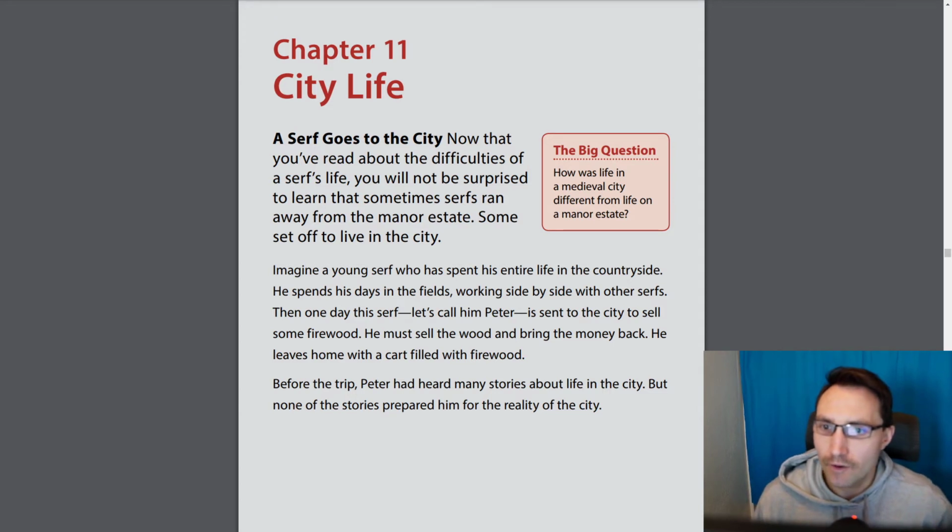All right. A serf goes to the city. Now that you've read about the difficulties of a serf's life, you will not be surprised to learn that sometimes serfs ran away from the manor. Some set off to live in the city. Imagine a young serf who has spent his entire life in the countryside. He spends his days in the fields working side by side with other serfs. Then one day the serf, let's call him Peter, is sent to the city to sell some firewood. He must sell the wood and bring the money back.